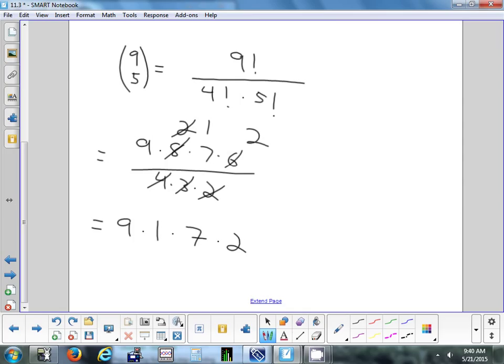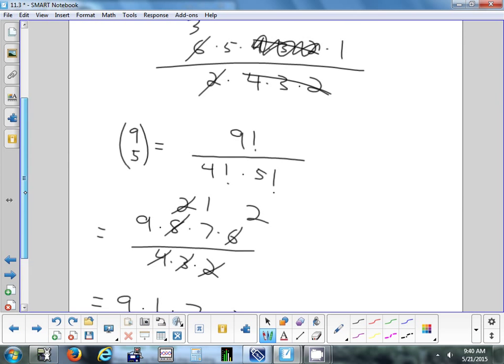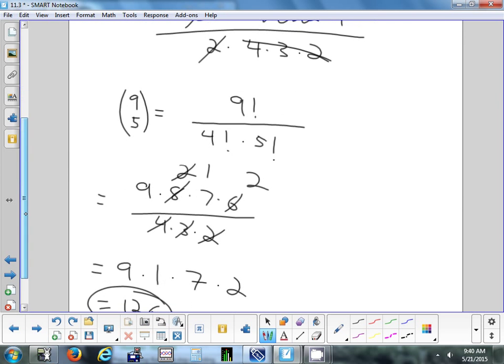All right, so 9 times 1 is 9. 9 times 7 is 63. 63 doubled is 126. Anyone else get 126? 126, good. Okay, so any question on that? So a couple of those on the test. Just calculate a binomial coefficient.